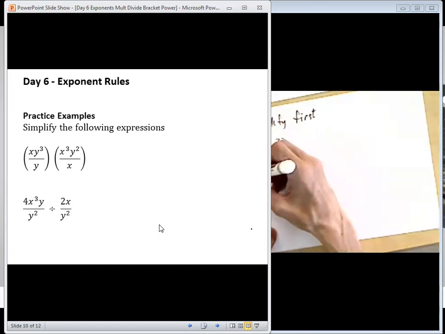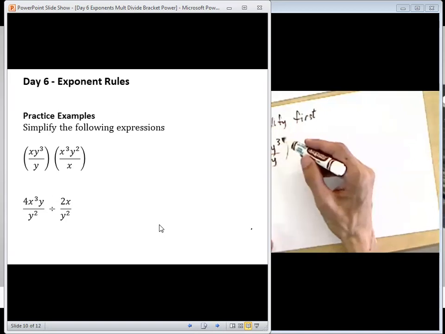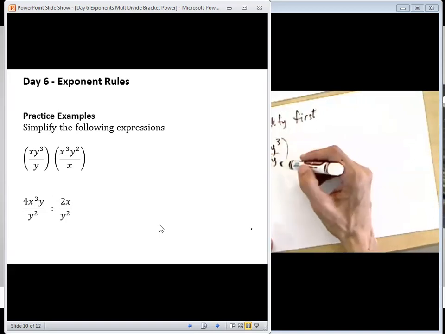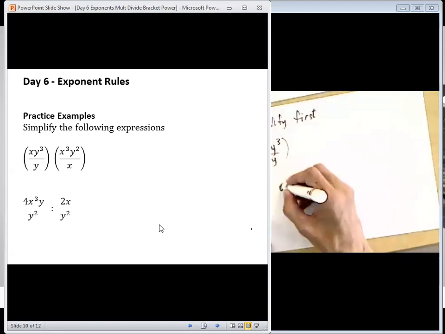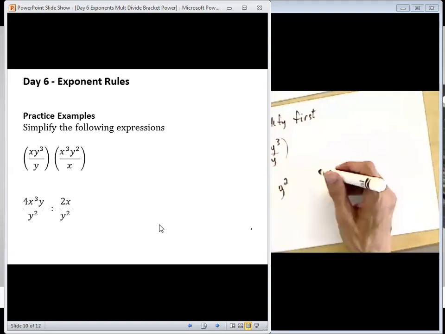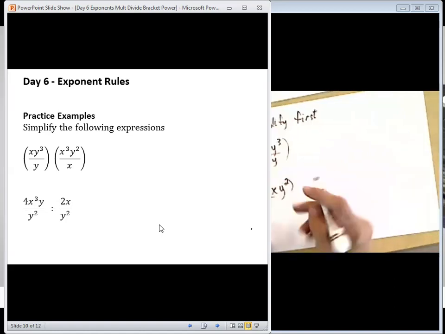Well, I'm going to work vertically like this. We got a y to the 3 on the top, y to the 1 on the bottom. That's right. Those y's subtract. You get y to the 2. X stays. Okay, so that's what our first bracket can simplify to. That's not bad. Okay, what about a second bracket?